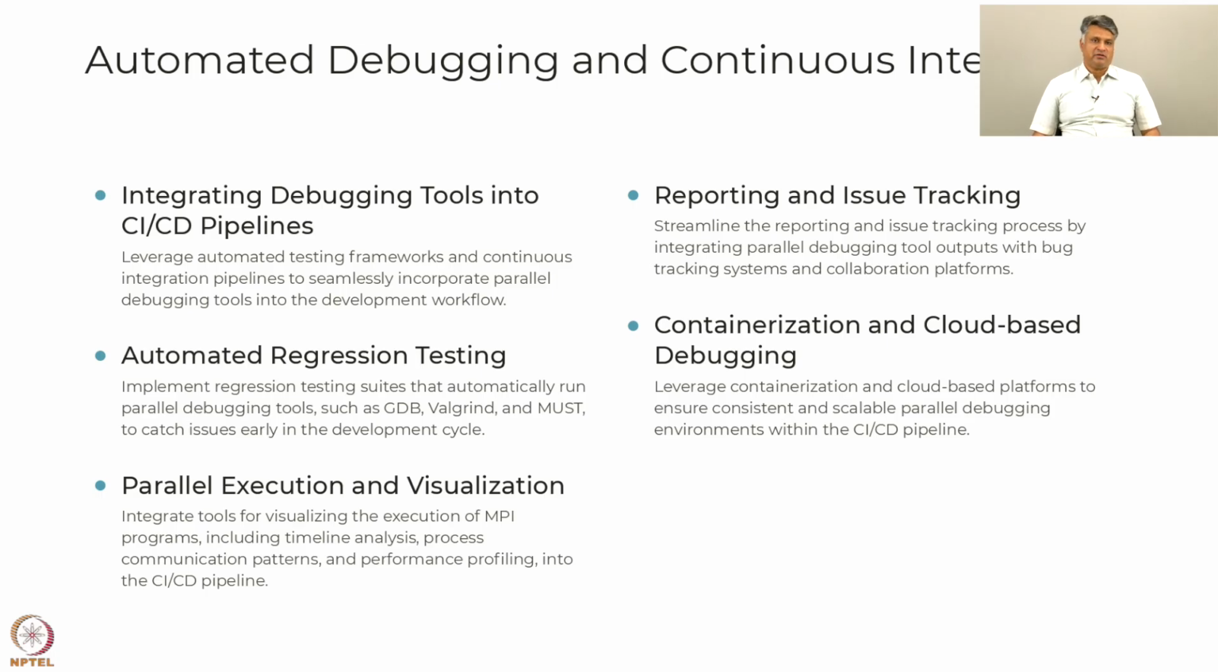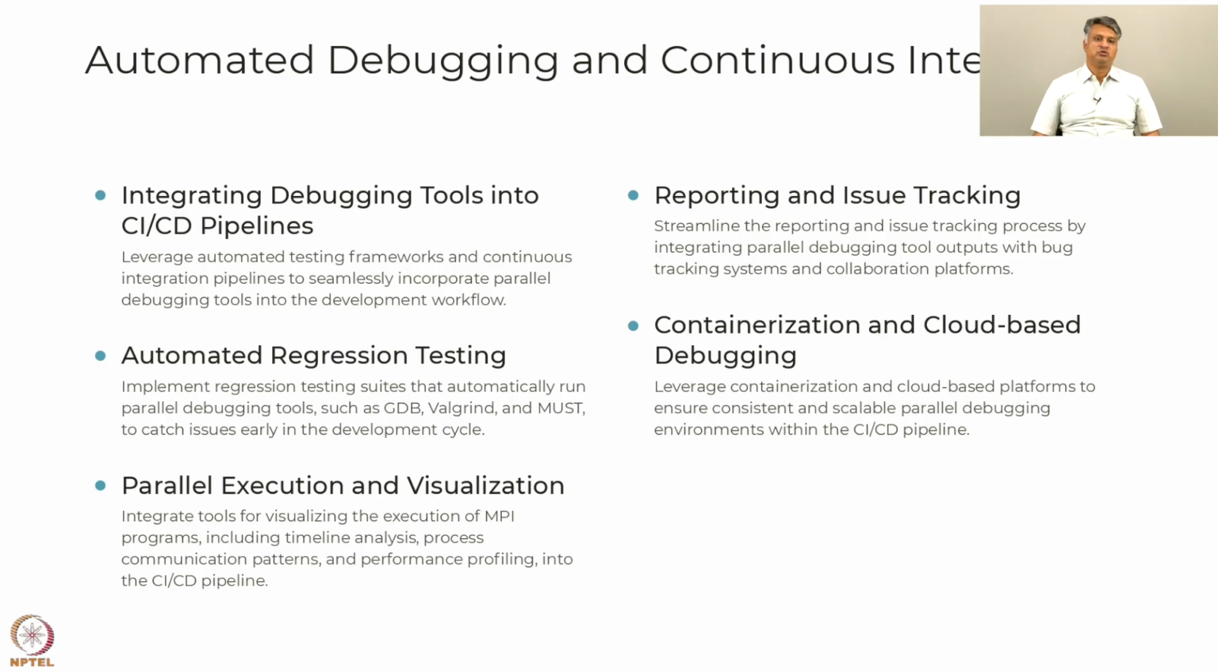One thing that can be done is automated debugging and continuous integration. So if you integrate debugging tools in your development pipelines, you can leverage automated testing frameworks for continuous integration pipelines and seamlessly incorporate parallel debugging tools in the development workflow. You can put in automated regression testing. So this is basically implement a regression testing suite that automatically runs on parallel debugging tools such as GDB, Valgrind, and MUST to catch issues early in the development cycle.